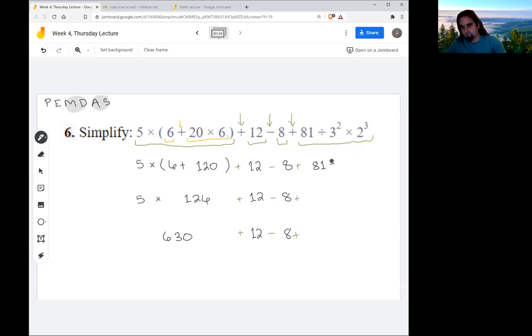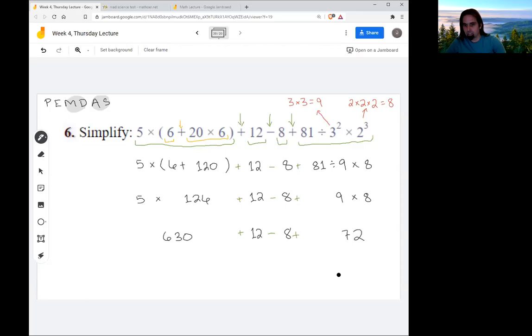Okay, last term. We're going to start with parentheses. There aren't any. There's exponents, though. So 81 divided by 3 times 3 is 9. And 2 times 2 times 2 is 8. If you needed to write those out, then 3 times 3 equals 9. And 2 times 2 times 2, we have 3 2s, is 4 times 2, which is 8. Then 81 divided by 9, I'm going left to right because I'm only doing multiplication and division and they're the same kind of order. So 81 divided by 9 is 9, and 9 times 8 is 72.